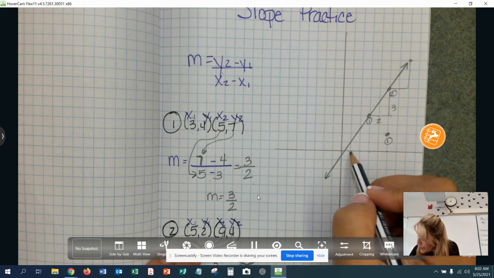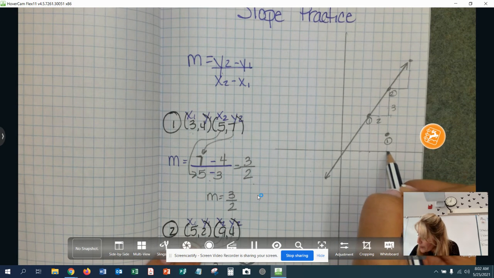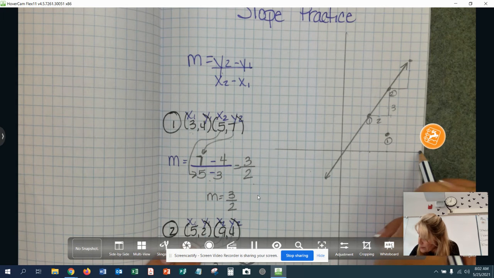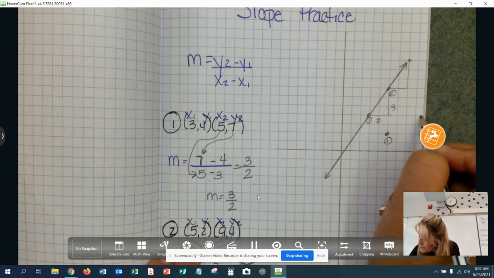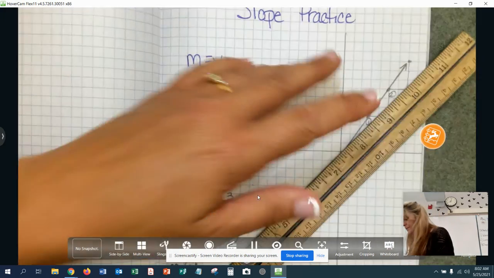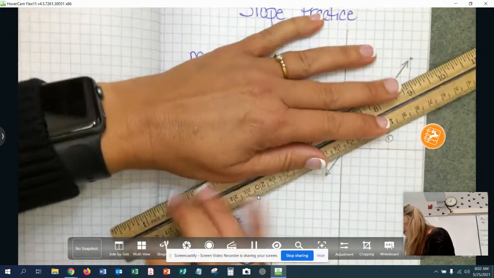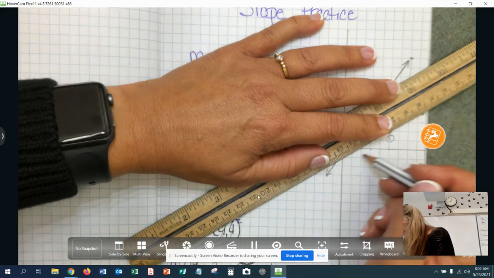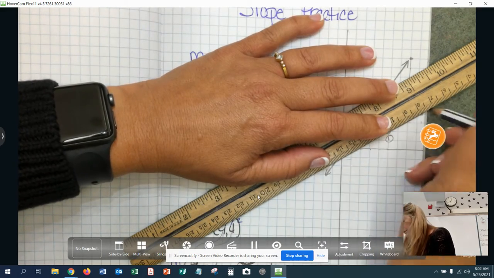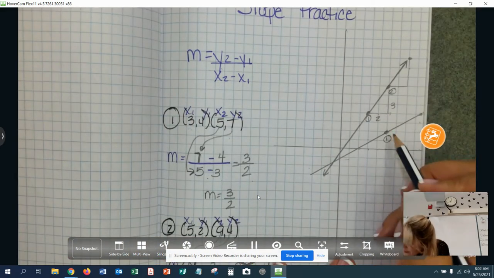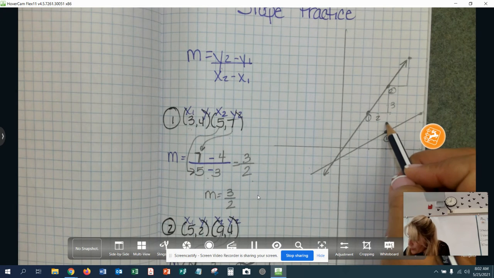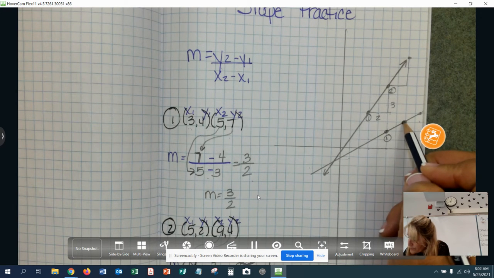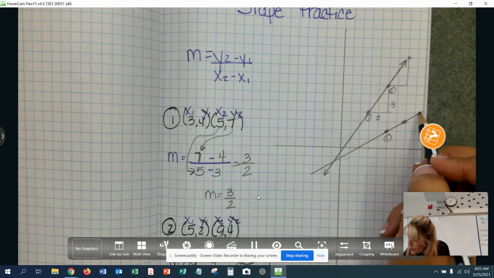And then over 9, 1, 2, 3, 4, 5, 6, 7, 8, 9. Oops, that's close. 2, 3, 4. And then graph that line. And you'll notice to get to this point, you're going to have to go up 1 and over 2 to the next point. Or it could be up 2 and over 4 to this point.